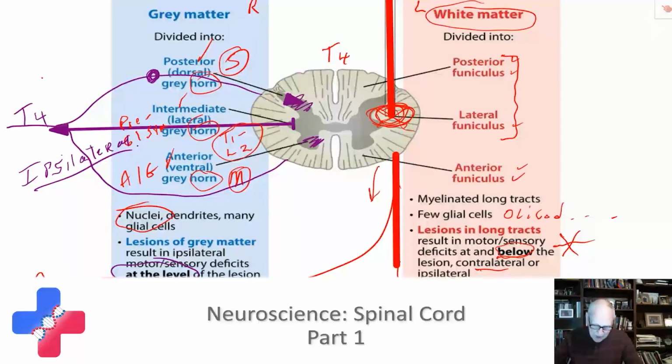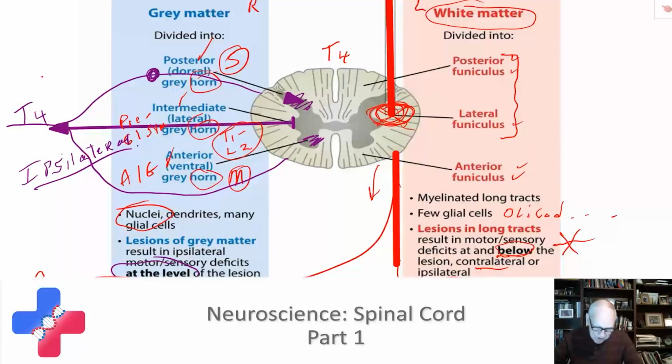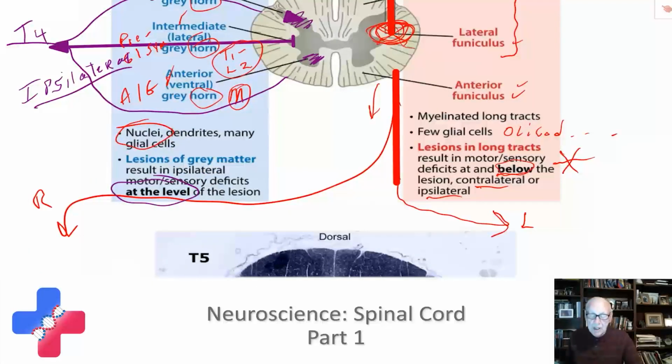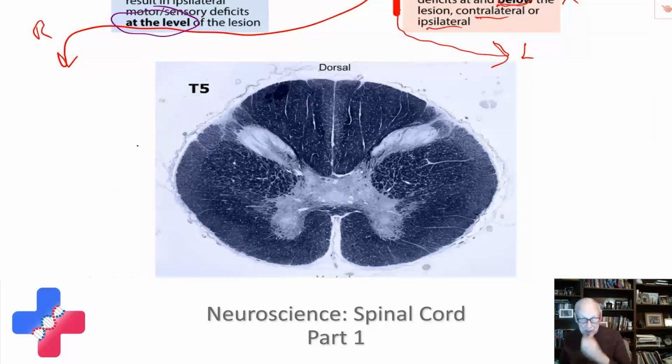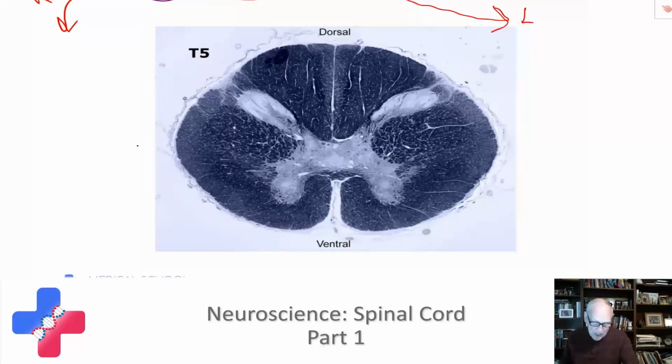Now, to give you a little application of that, a lot of times you'll see it on the exam from cord sections. And so here's a section of cord. This says it's T5. You would not have to know it's T5. You would know that it's thoracic. And I'll show you later in the notes how to differentiate segmentations. But nevertheless, this is T5. Let's say this is the left side again and the right side.